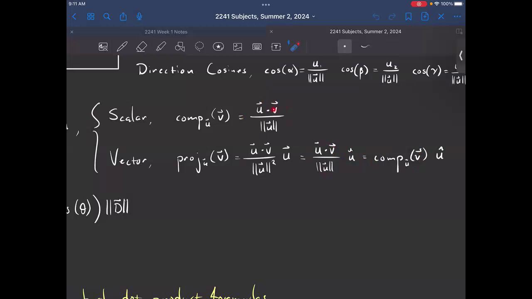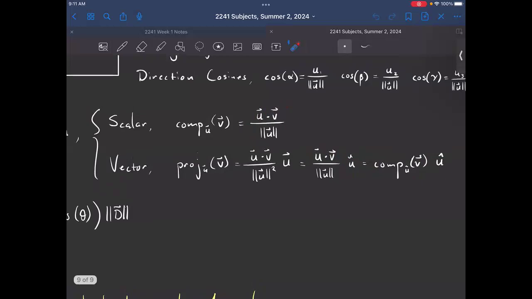Notice that this number right here is a scalar. It is a number and not a vector. So the dot product right here will give us back a number, while the vector projection should give us back a vector. And it does because the component here is a number and we multiply it onto a unit vector. So it takes this unit vector and scales it by the appropriate amount to give us the projection of v.